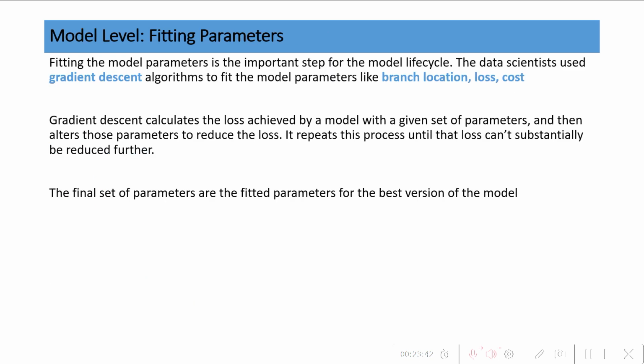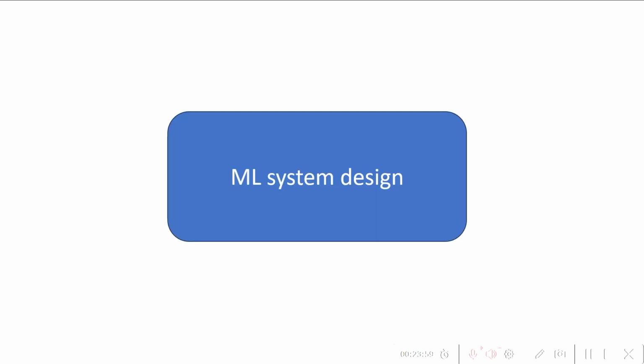And then comes fitting the parameters. The parameters are like the loss, cost function, and branch location, and we use gradient descent algorithms to calculate the loss, cost function, and the branch location of a model. And this final set of parameters are the fitted parameters for the best version of the model.